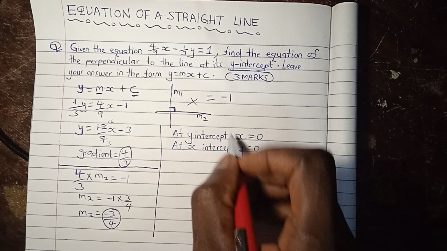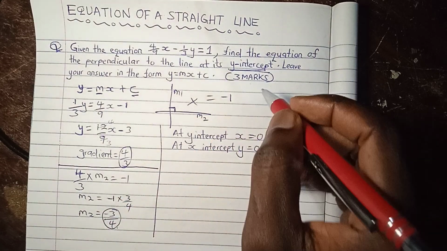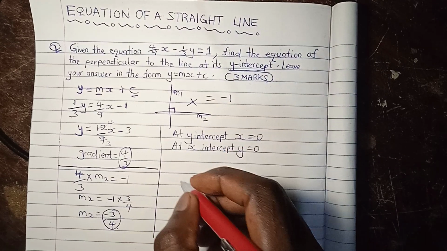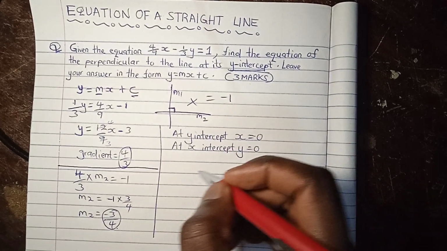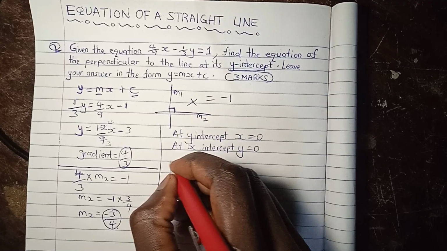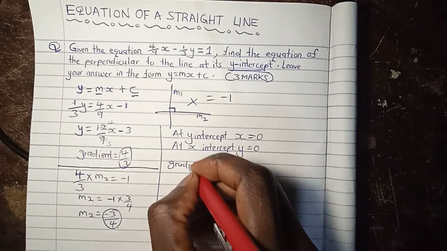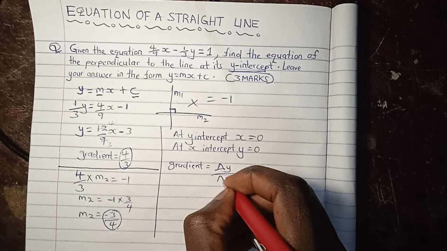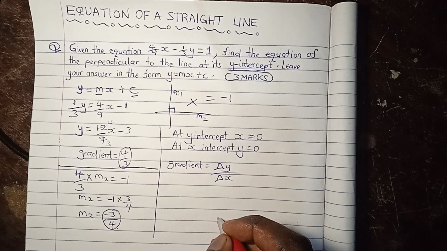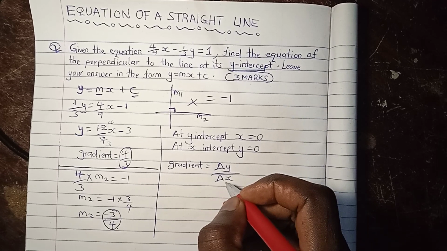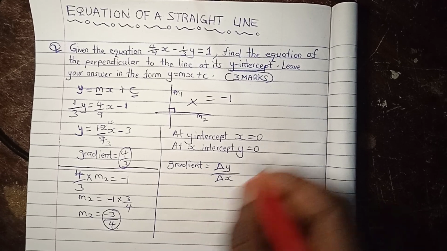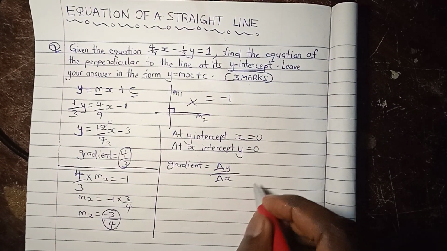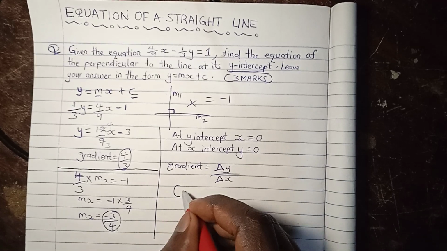So what next? Already we can establish one thing. We ask ourselves one question: how did we arrive at this gradient? We arrived at the gradient through the knowledge that if you want to get the gradient, you use the formula change in y over change in x. So here we need to get change in y over change in x. But what do we know? We have been told the y-intercept. At the y-intercept, x is 0.